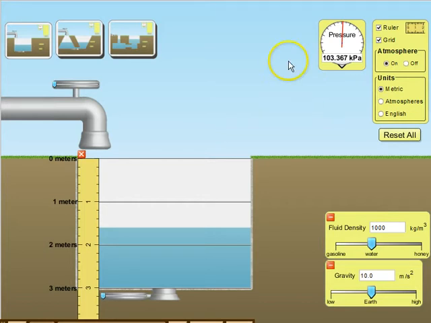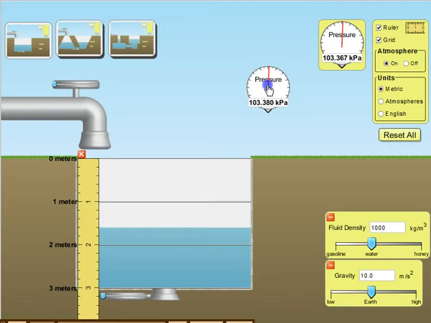Okay. So now there's another extra thing over here. You see that it says pressure. These are the units of pressure: metric, atmosphere in English. We'll stick to metric units. Metric means the standard units where we use pascals, kilograms, meters, seconds, and all of that. So I can drag this pressure gauge out to check the pressure. Anywhere at this particular height, it says 103.367. If I go up or low, this pressure changes.